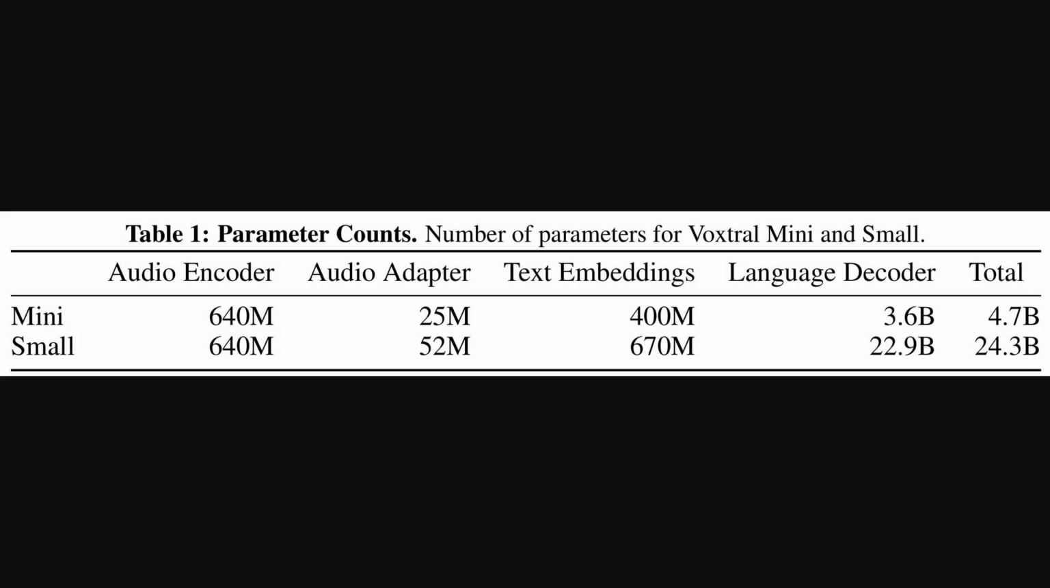Building on that architecture, this table breaks down the parameter counts for the two Voxtral models. Parameters are essentially the internal settings the model learns during training. What's really interesting is that both Mini and Small use the exact same 640 million parameter audio encoder. The big difference is in the language decoder, where Voxtral Mini has 3.6 billion parameters and Voxtral Small has a much larger 22.9 billion. This brings their total sizes to 4.7 billion and 24.3 billion respectively, showing the performance jump comes from scaling up the language part.